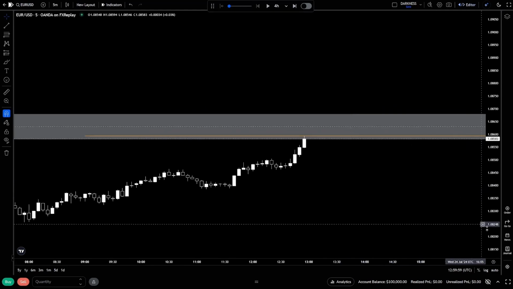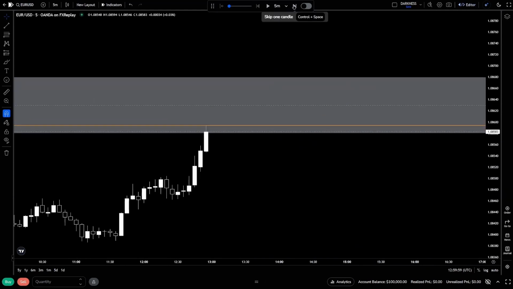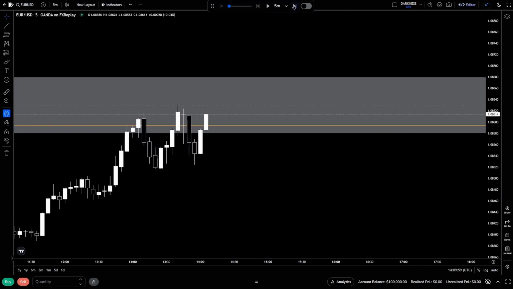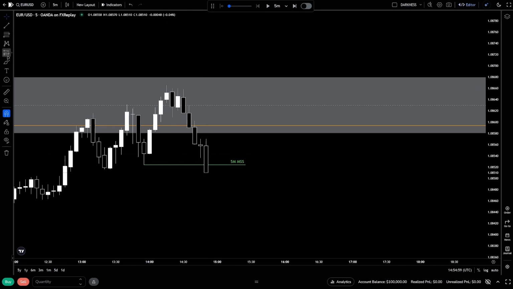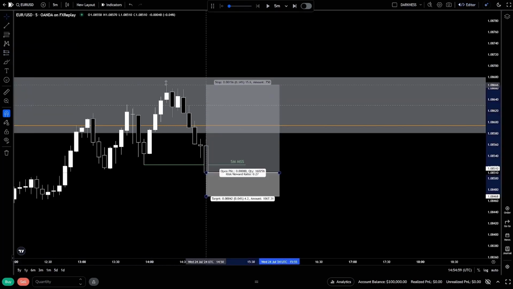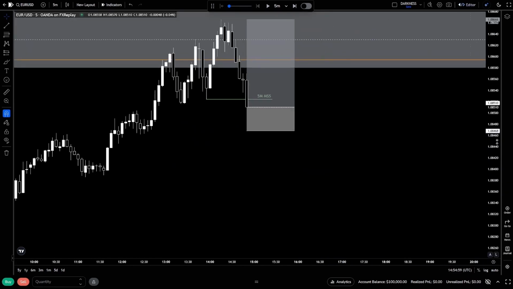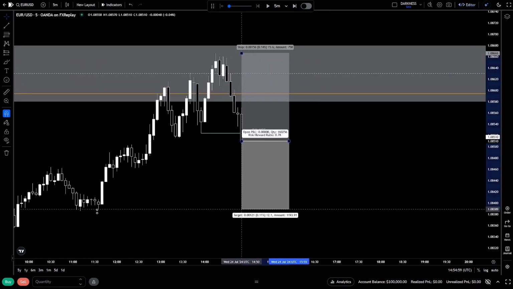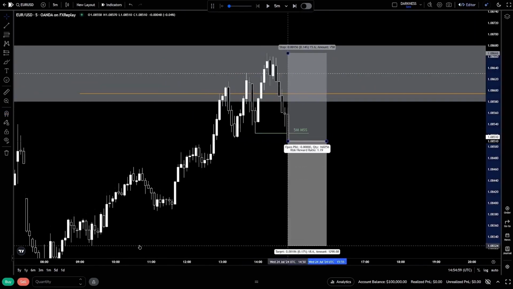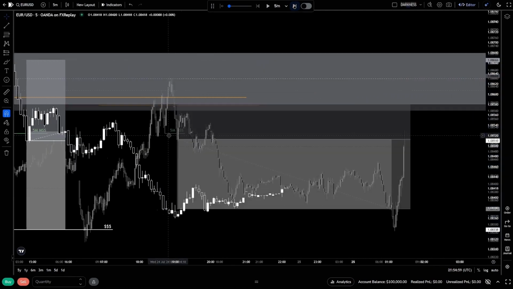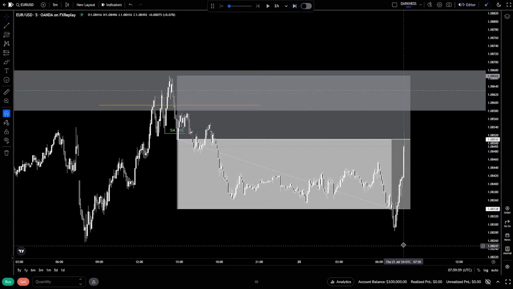We come into a lower time frame and we wait for a market structure shift. Here it is, and now we can enter a position. Stop loss on the highs, and we can target a 1-to-1 risk to reward. After some time it hit take profit.